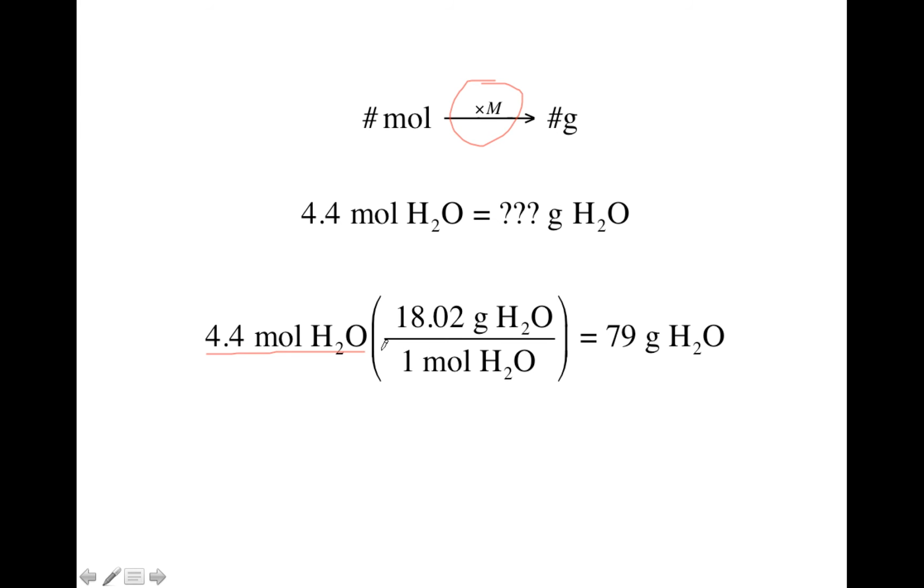And since we want moles of water to cancel, we're going to put that on the bottom and grams of water on top. And you would just write the molar mass of water next to the grams on top and 1 mole of water on the bottom. And the moles of water cancel, and you'll end up with the mass of water in grams.